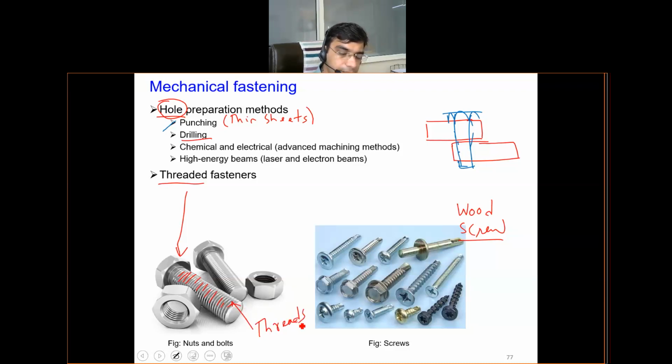So these threads are very important on these fasteners because they provide this tightening and loosening effect by the bolt or the screw. So they basically provide this ability to lock. This locking ability is provided by the thread, which is present on all of these fasteners.